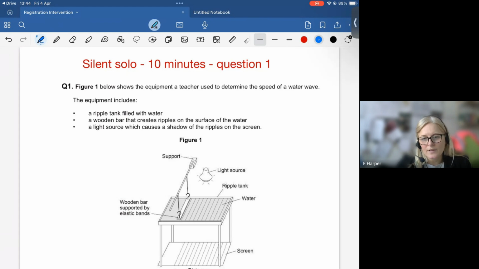Hello, Year 11. This session is on physics, specifically the waves required practical, which appears in paper 2. Have a go now in silent solo for 10 minutes on question 1 and press play again after 10 minutes. Off you go.